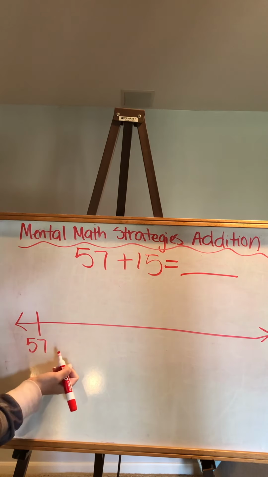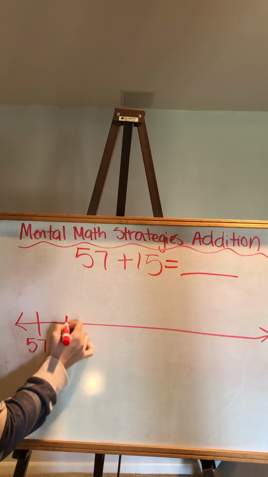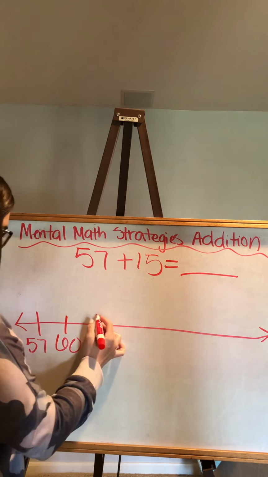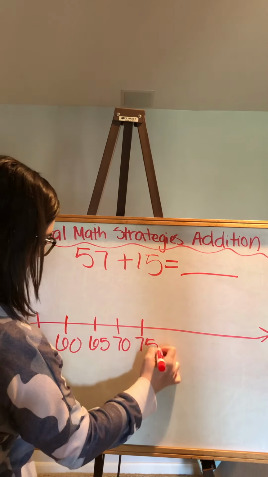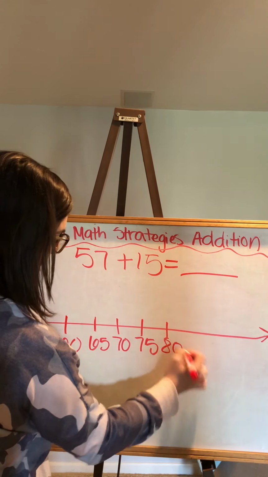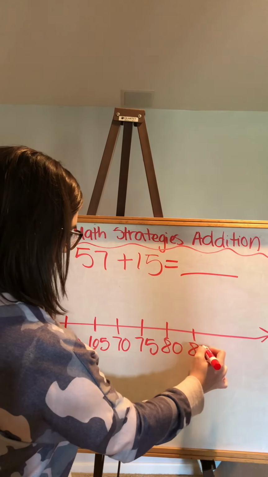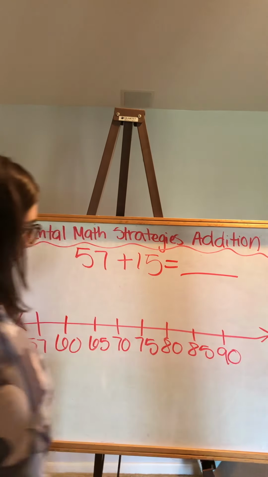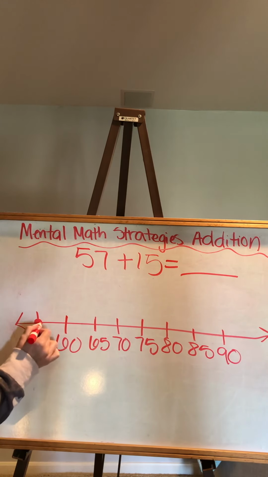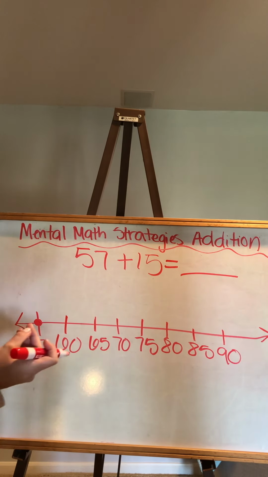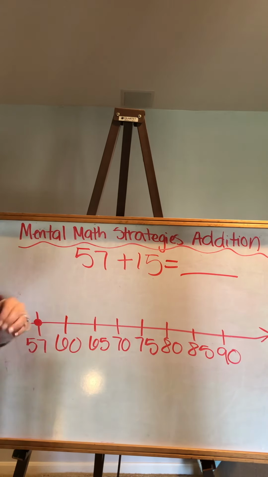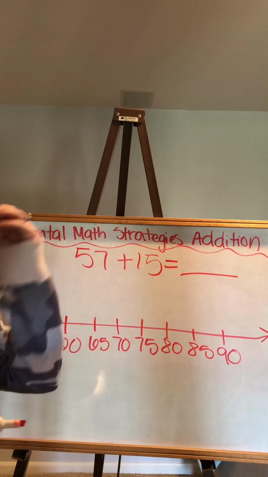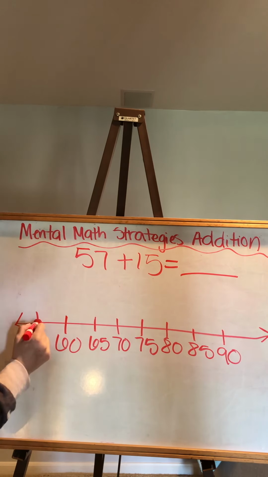Let's count by 5. We'll do 60, and then we'll count by 5s: 65, 70, 75, 80, 85, 90, okay? So now, we're always going to start with this first number, 57, and all we need to do is add 15. Remember, when we're doing mental math, the same as last time, it is easiest to add with a 0 or a 5 in your ones place. So let's jump to 60.